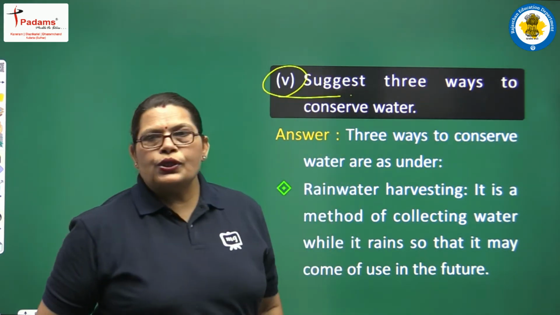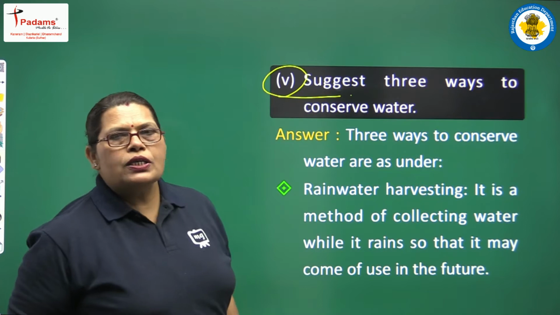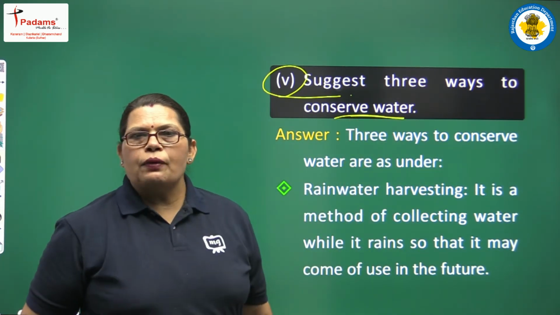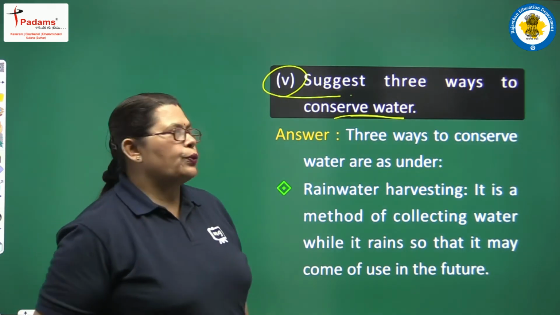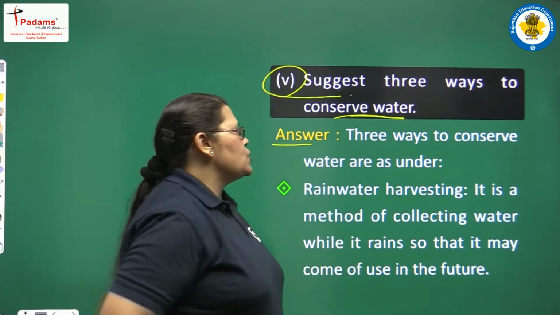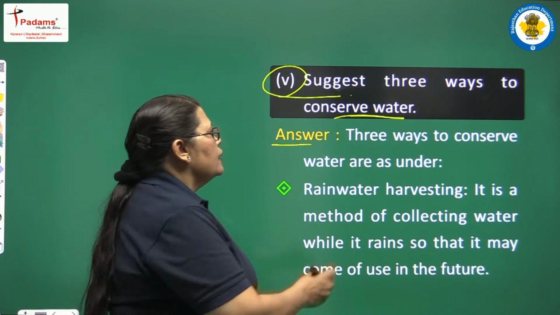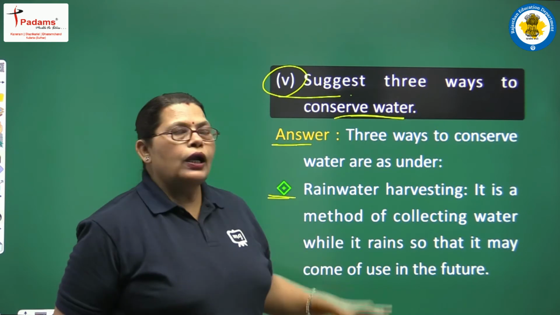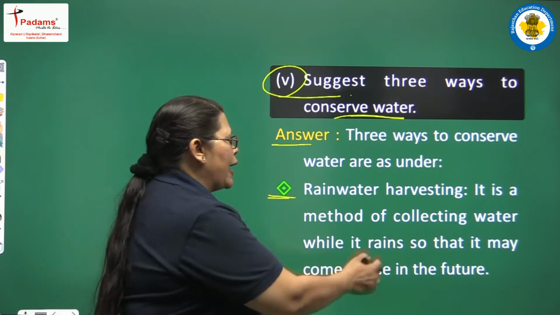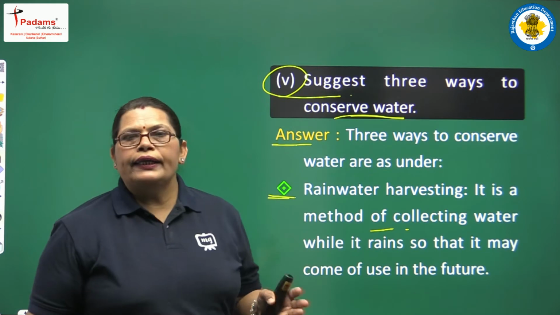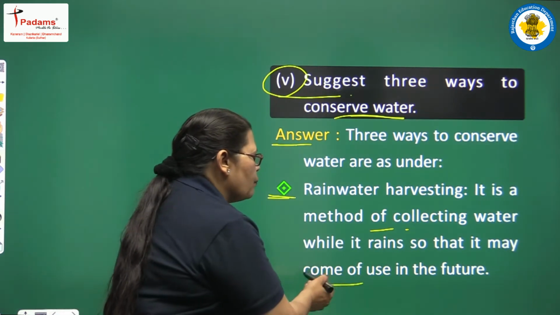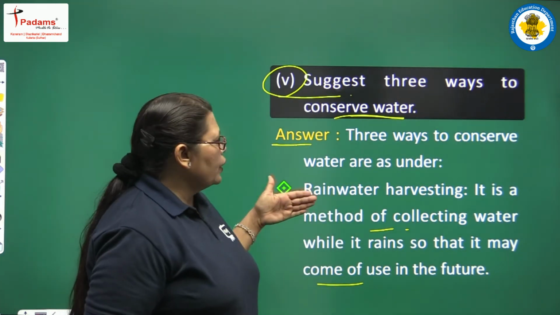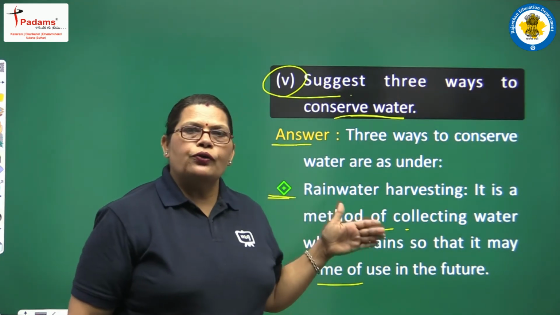This one is our next question. Suggest 3 ways to conserve water. As we had already discussed, water is an important source for our day-to-day life. There are 3 ways to conserve water. These are as under. First one is rainwater harvesting. It is a method of collecting water while it rains so that it may come of use in the future also. So, it's a moral duty of government as well as the moral duty of the people.